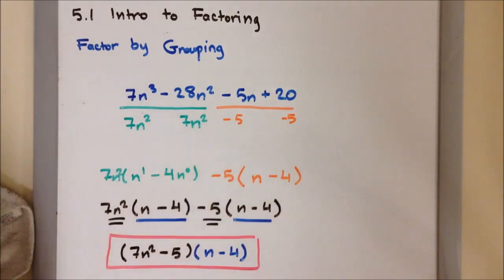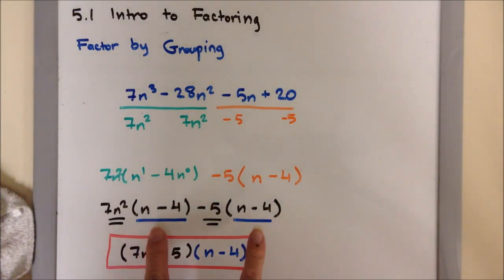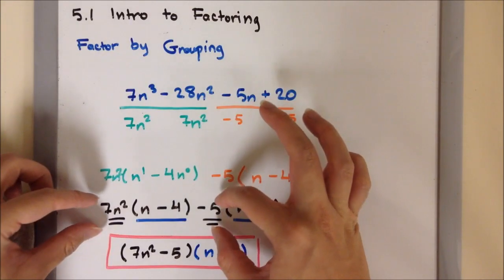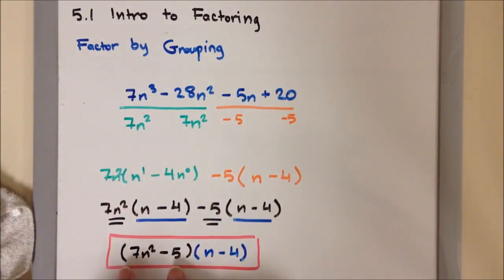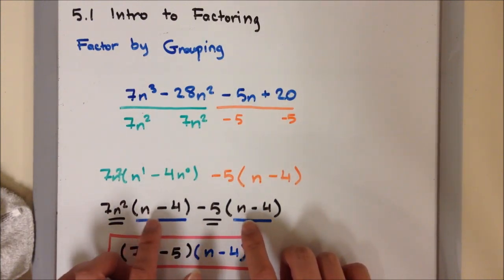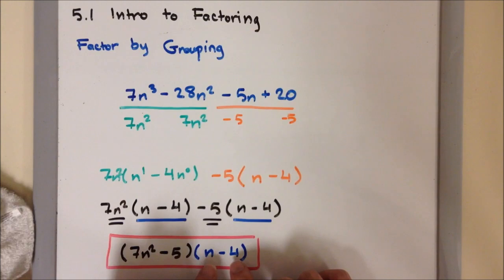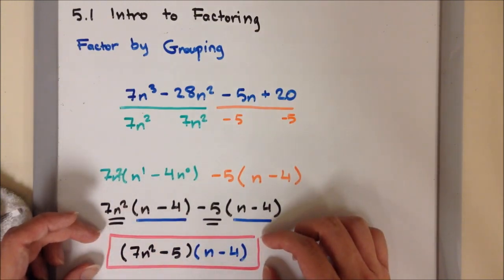So to review, when I had these two sets of parentheses that are exactly the same, n minus 4, n minus 4, the moment you see that they're exactly the same, I group the 7n squared and the minus 5 together as one set of parentheses. I wrote the common factor, n minus 4, just once in your final answer, and this is your final answer. So this is what I mean by factor by grouping.